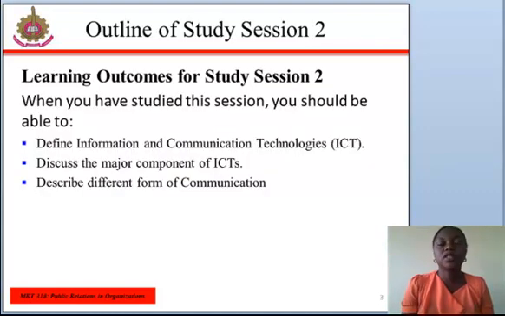At the end of this study session, you should be able to define information and communication technology, discuss the major components of ICT, as well as describe different forms of communication.